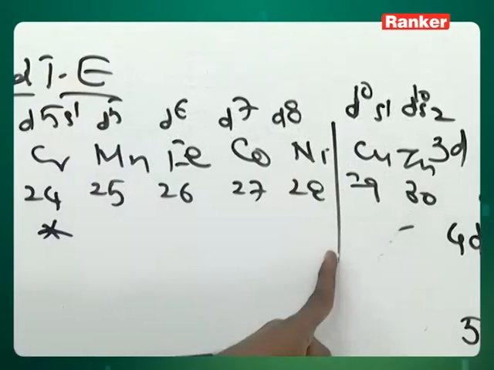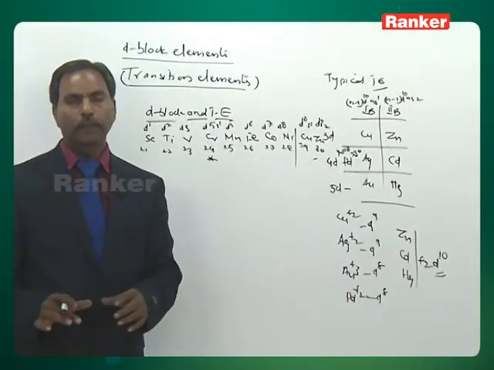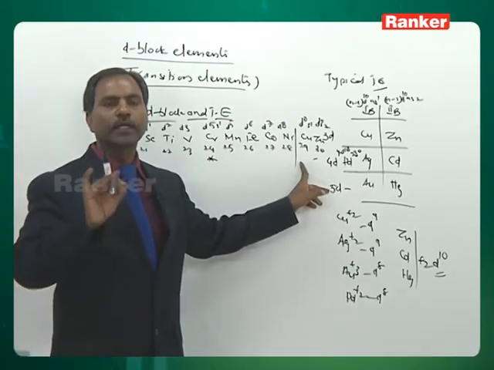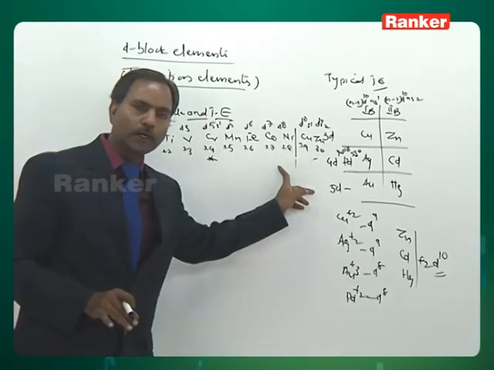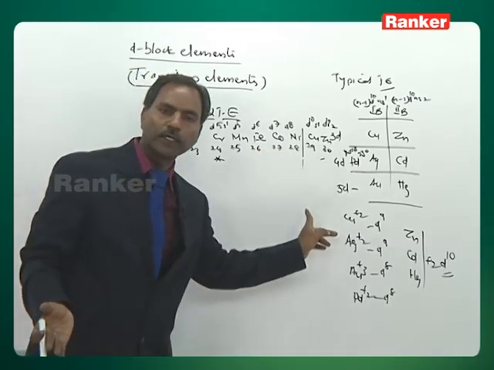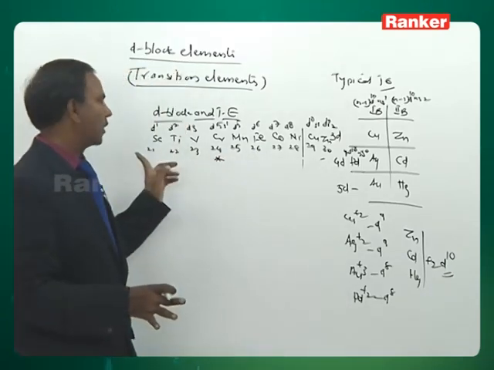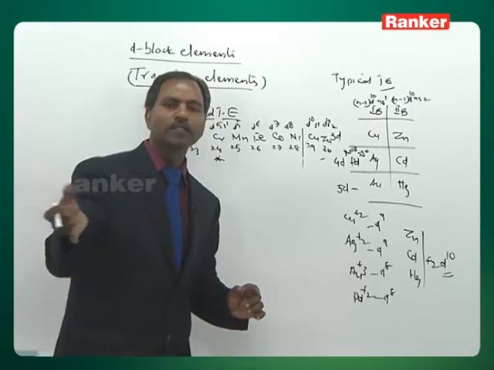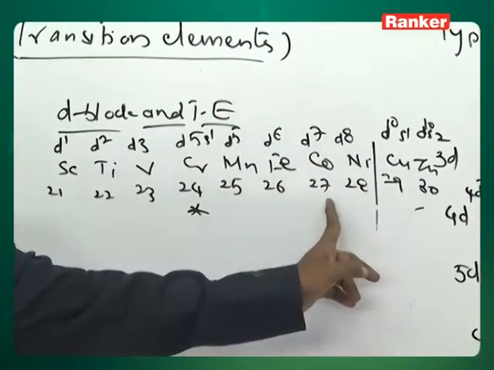Scandium 21 to nickel 28: they all carry incompletely filled d orbitals, therefore they are transition elements. Next, scandium 21 to nickel 28: the differentiating electrons also enter the d orbitals of the penultimate shell, therefore they are d block. They satisfy both definitions. Therefore, scandium 21 to nickel 28 can be considered d block elements and also transition elements. Therefore, all the transition elements are d block elements.